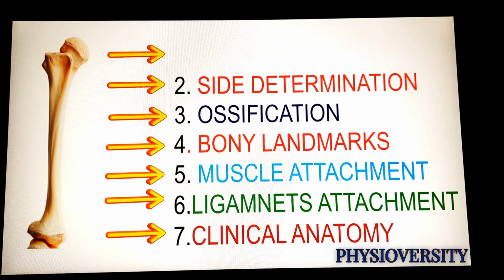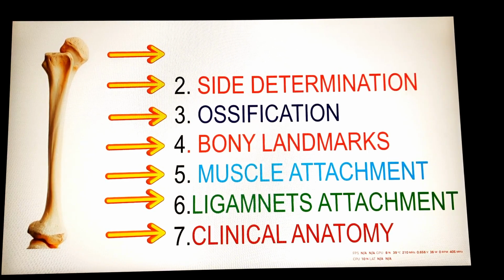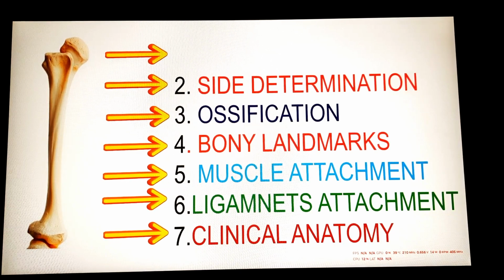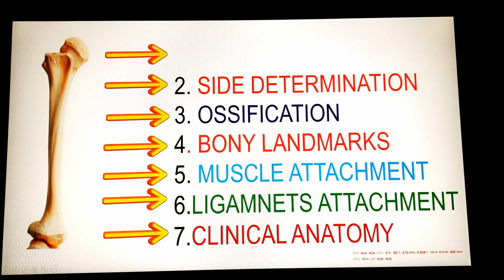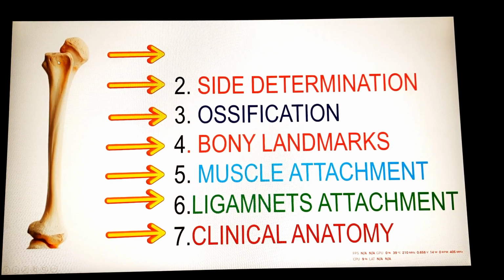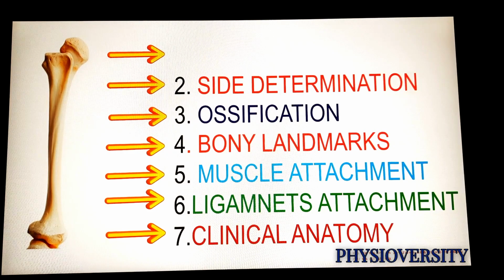The second point is the side determination. That means whatever bone we are holding, which side is it from? Either it can be right or it can be left. Seeing the bone, or seeing a few of the bony prominences with their projections, we can clearly see which side bone it is, and that's what is called side determination.